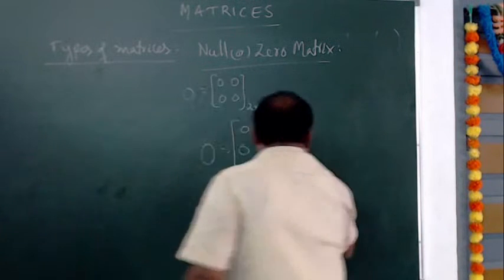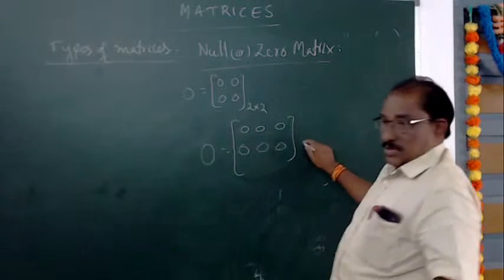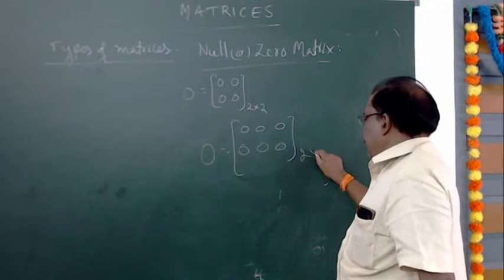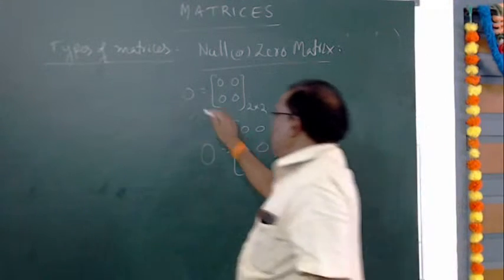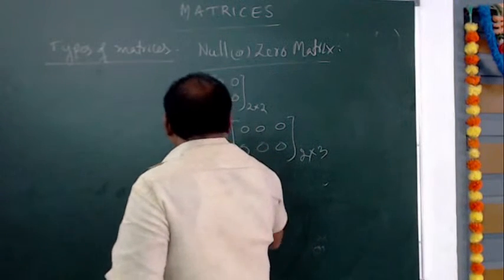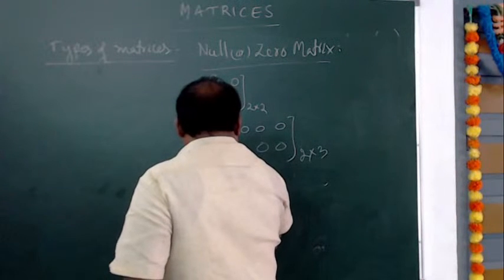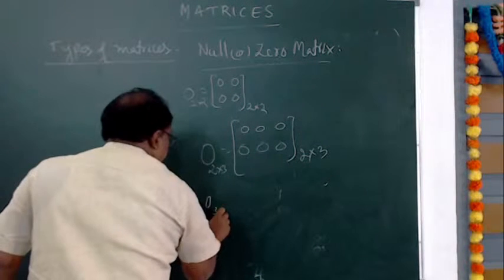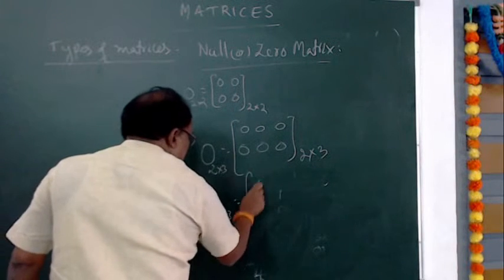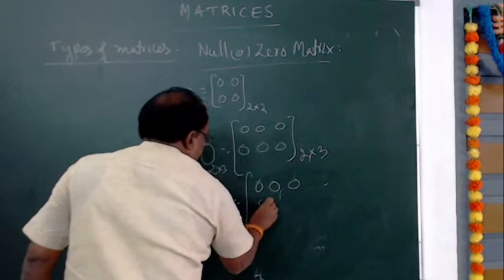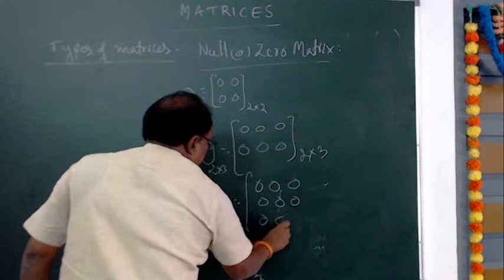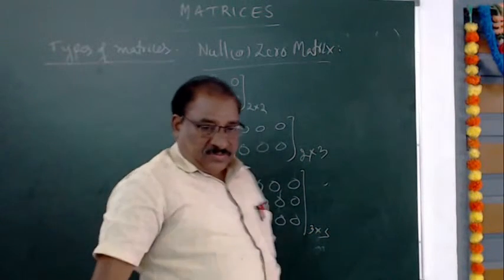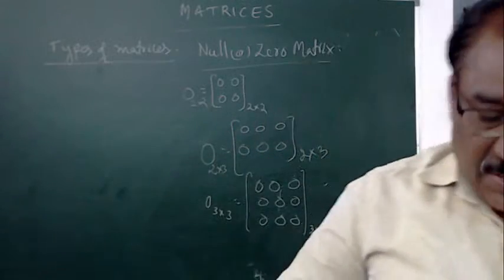What is the order here? 2 by 3. This is O 2 by 2, and this is O 2 by 3. Similarly O 3 by 3 has 3 rows and 3 columns, and all elements are equal to 0. This is called the null matrix.